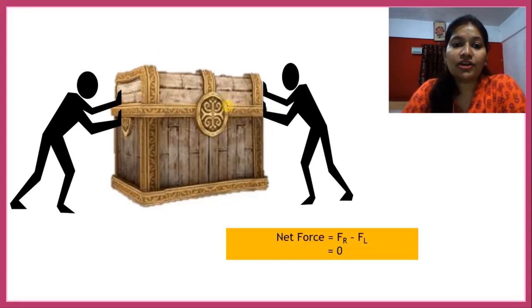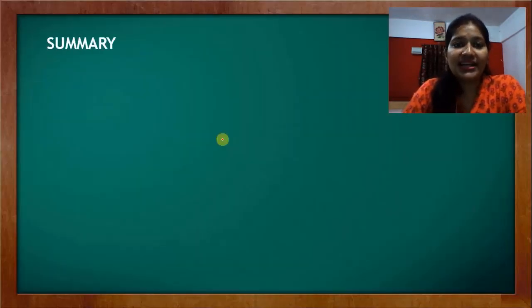Net force acting on the trunk is Fr, that is force from the right hand side, and Fl, force from the left hand side. So Fr minus Fl equals 0 because both persons are applying the same amount of force on the trunk. So the net resulting force acting on the trunk is 0. When the force is 0, we will not observe motion. Clear? Okay.